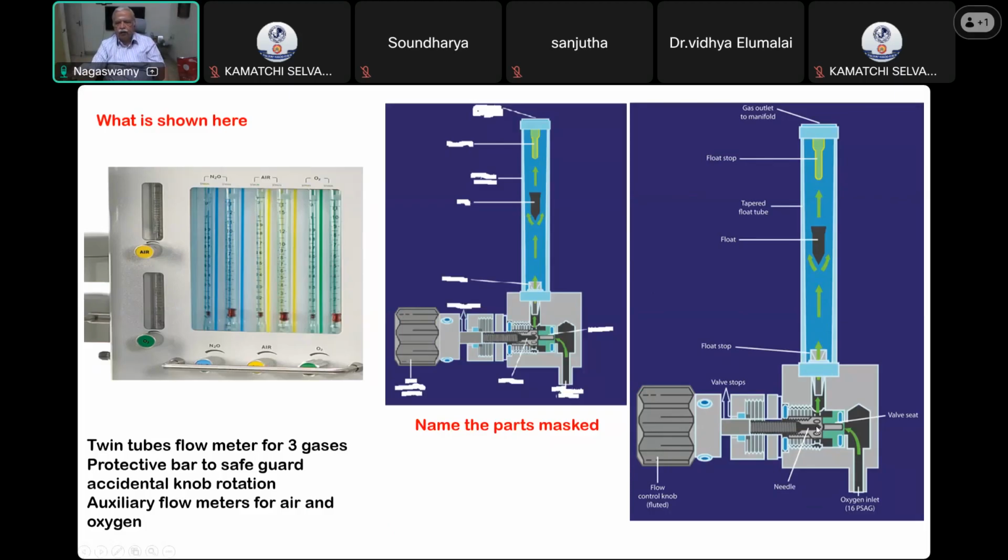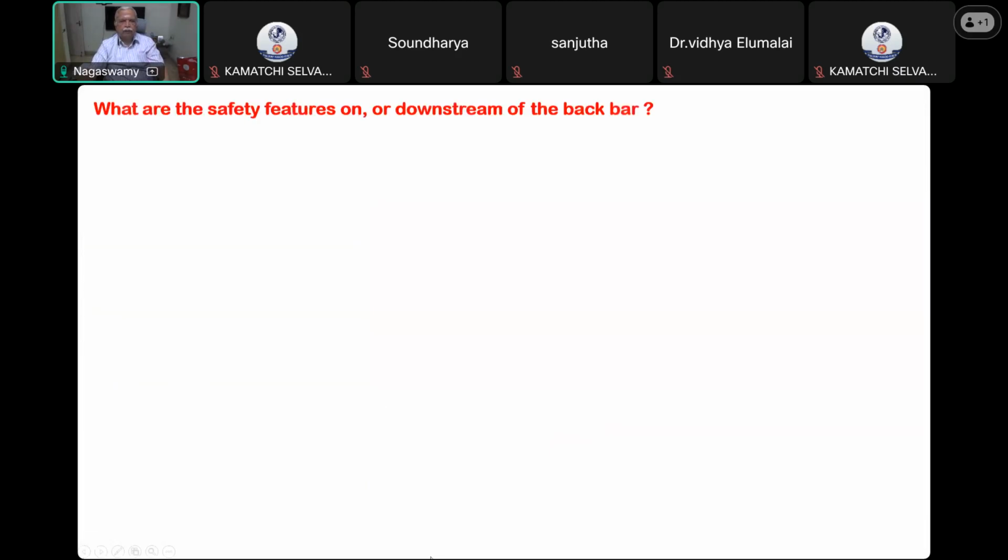And there is a valve stop. There is a needle or a pin which is allowing the gas to enter. This is the gas inlet. This is the valve seat, and there is a float stop to prevent the float going down. This is the float or the bobbin. There is a tapered flow tube. There's a flow stop on the top, and also the gas outlet manifold is on the top. Okay, so these are all the parts of the flow meter.